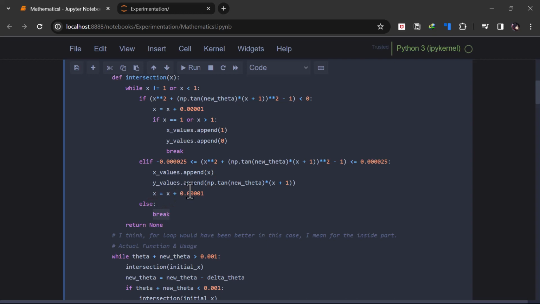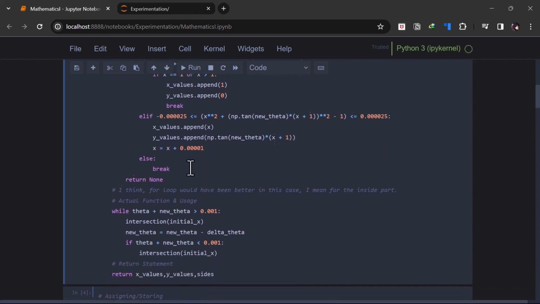That's why I have not specified it explicitly, because after these two conditions, only one condition is left, right? So the loop will break if the incrementation causes the equation to become positive. If the equation becomes positive, then the loop will break.